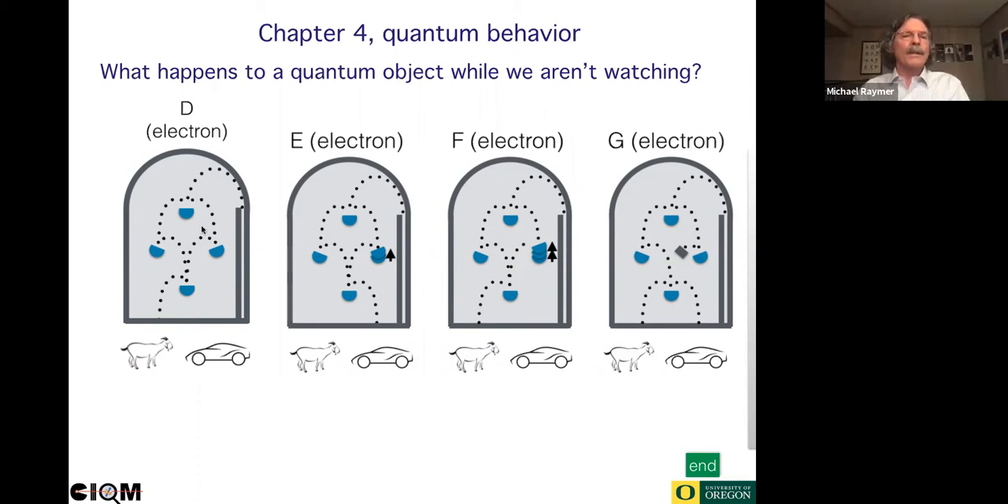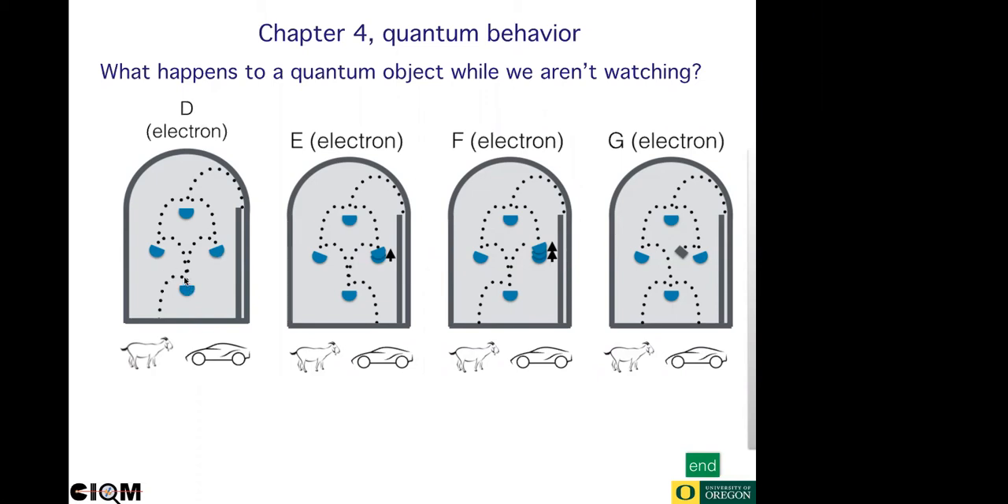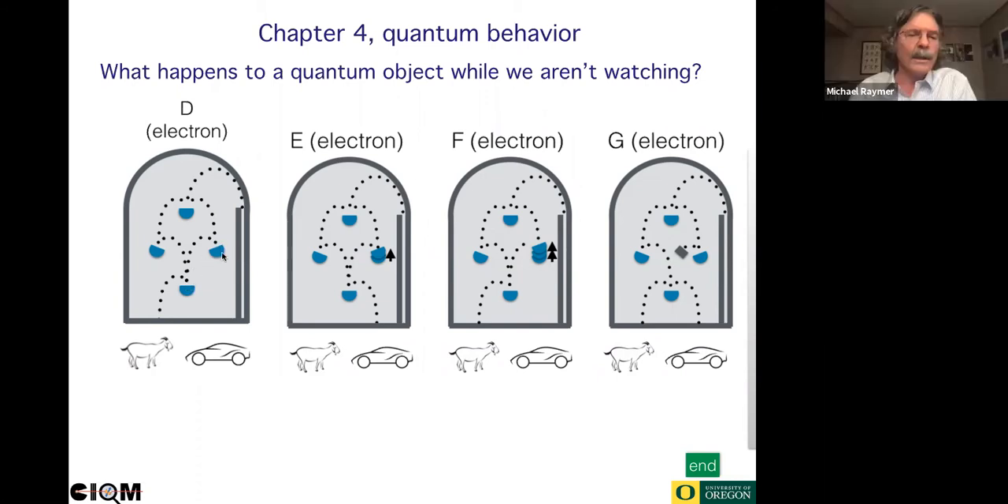In this picture D, it lands on the goat to illustrate the principle. And I've assumed here that I've moved this pin on the right-hand side to the precise location which makes interference lead to the goat always. If I move this pin slightly by a few nanometers, I can flip it to the car. So these are only for illustrating the principle. And you're in control of this as the experimenter.